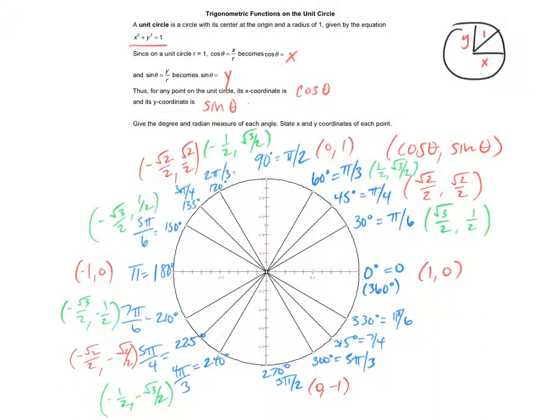Finally, in quadrant 4, we have at 300 degrees 1/2 and the negative square root of 3 over 2. At 315 degrees, we have the square root of 2 over 2 and negative square root of 2 over 2. At 330 degrees, we have the square root of 3 over 2 and negative 1 over 2.